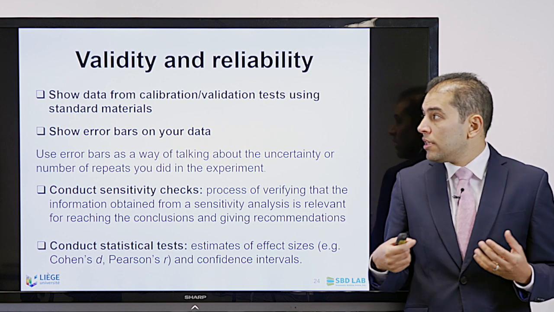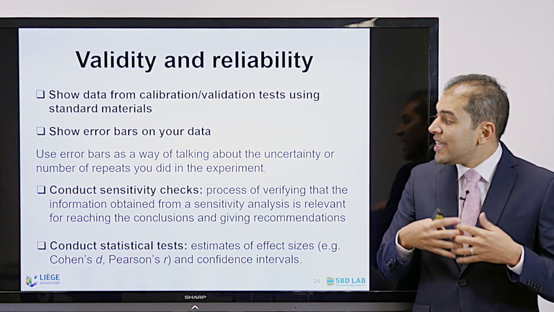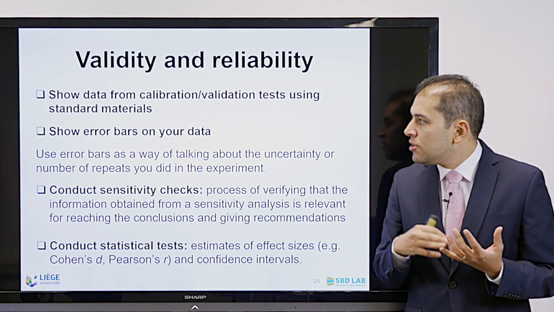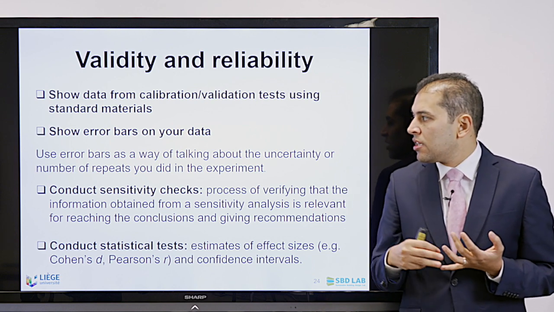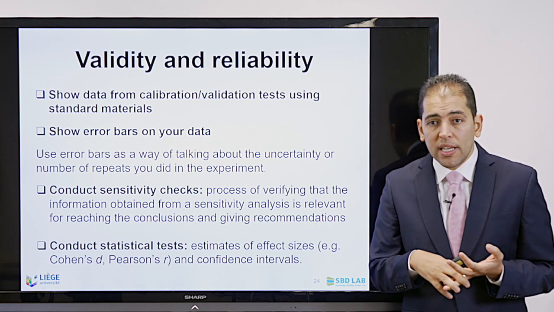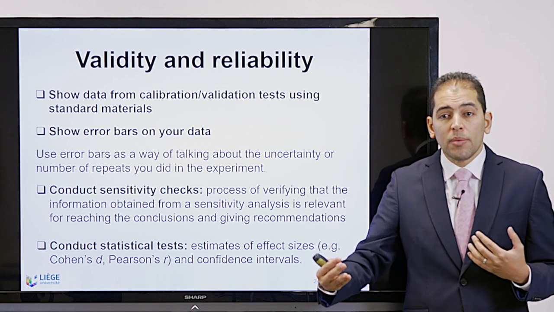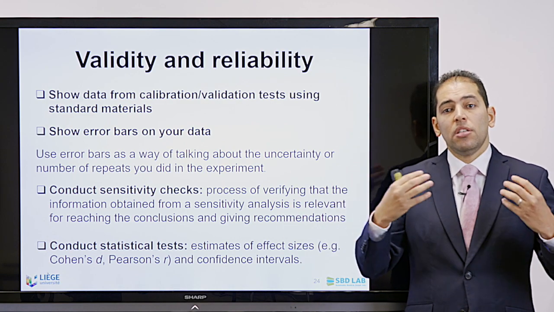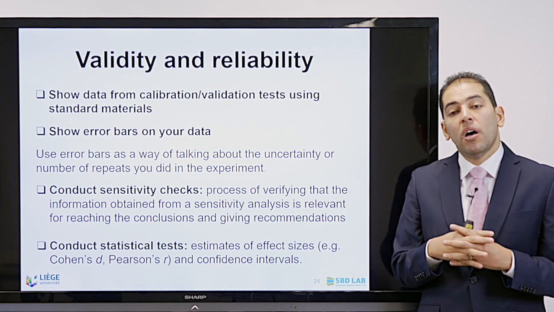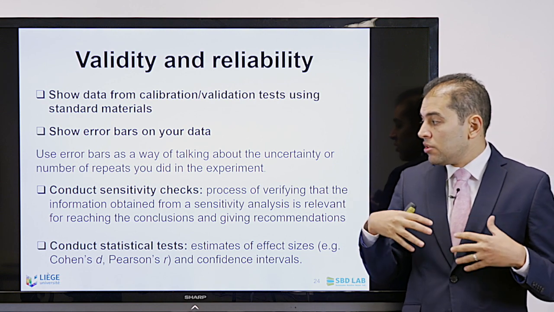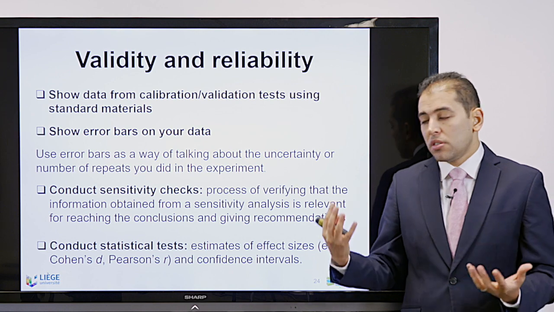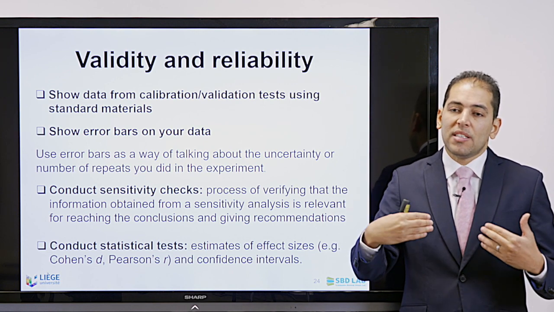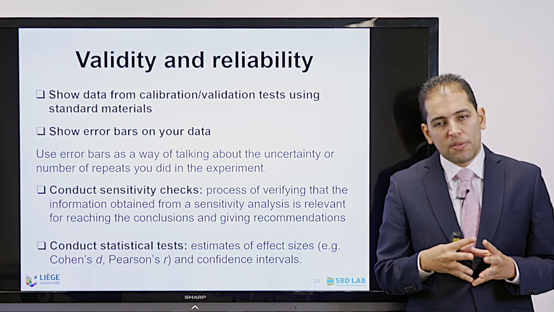And last but not least, the validity and reliability in general need to always be addressed by saying that you did a calibration or validation testing, you showed some error bars of your data, you repeated some experiments, you asked other labs to do the same test that you did in your lab to check how accurate your results are. You can conduct sensitivity checks, uncertainty checks like I mentioned before, and you can also conduct additional statistical tests if you are doing observational research.